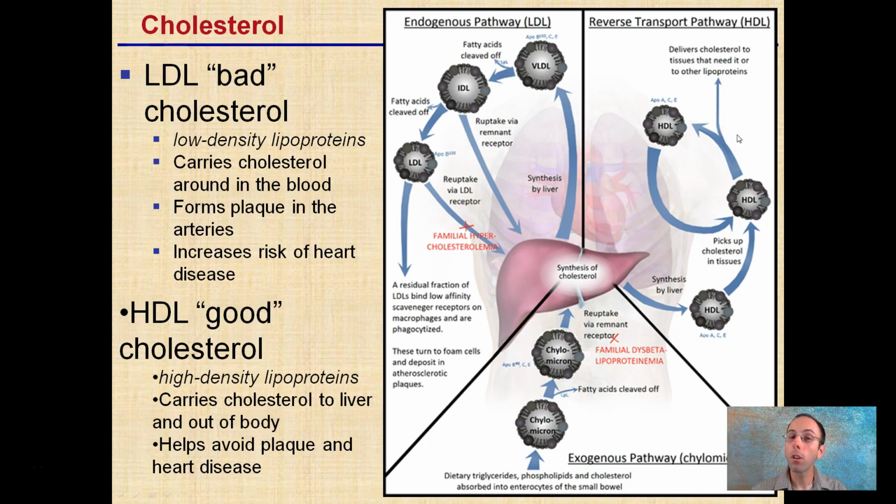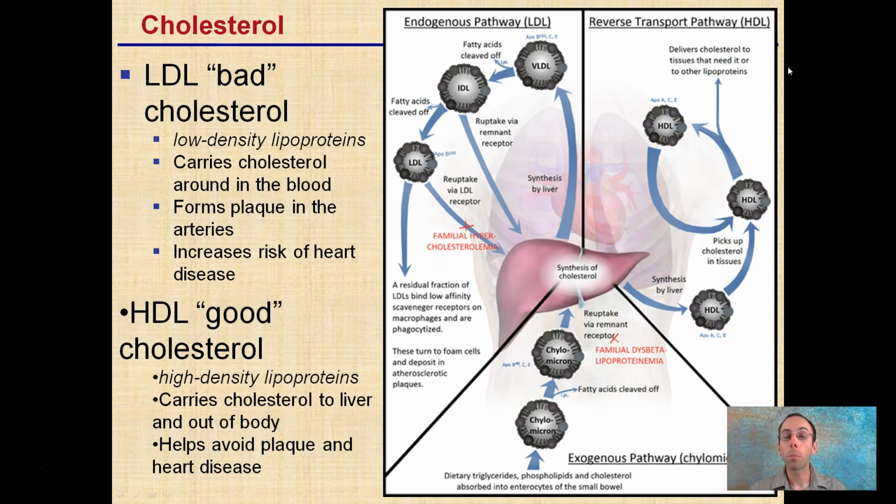HDLs, though, are considered the good cholesterol. These are the high density lipoproteins, and these carry cholesterol to the liver and also out of the body for processing. So the liver can process it, picks up cholesterol in the tissues, and can allow it to be excreted from the body. And this helps avoid plaques and heart disease.